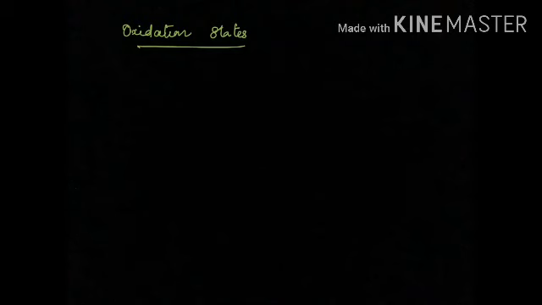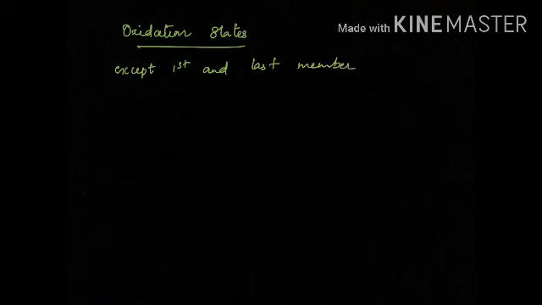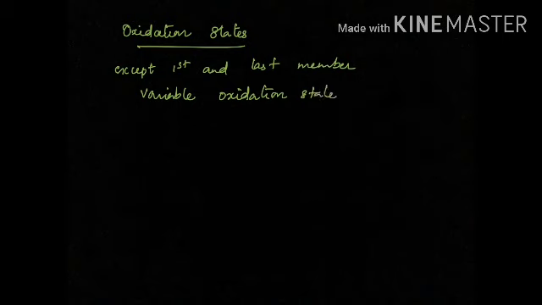The next property is the oxidation states. All the transition elements, except the first and the last member of a transition series, exhibit variable oxidation state. This is an important property of the transition elements. All the transition elements have the capacity to exhibit more than one oxidation state. That is what we call a variable oxidation state.